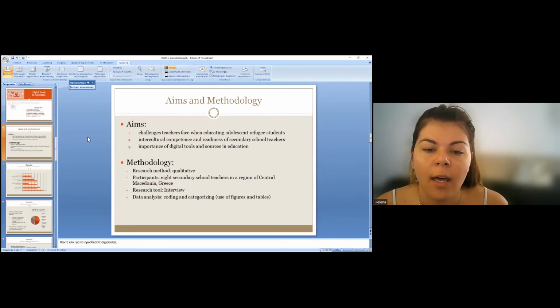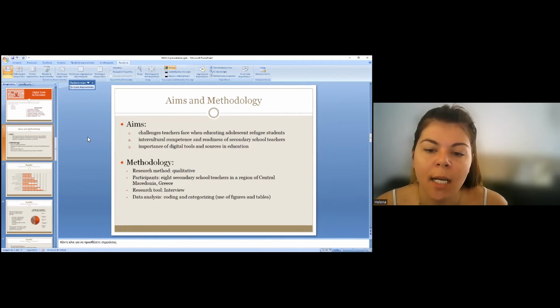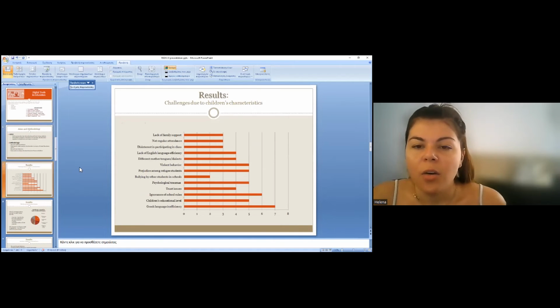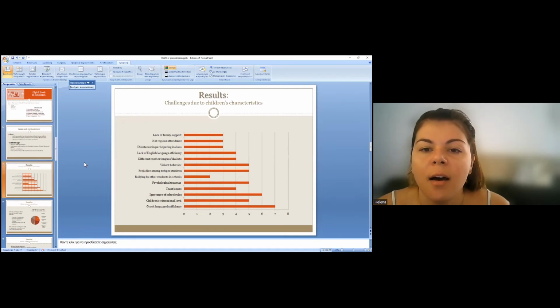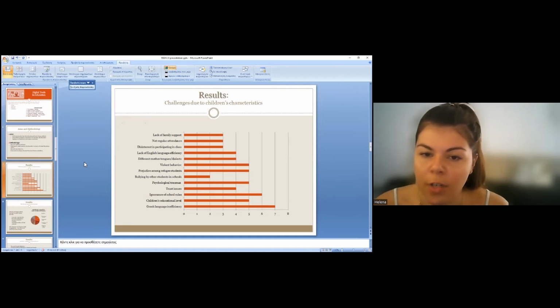Actually, there were 8 secondary school teachers that have been interviewed, and then what they said had been coded and categorized. So we're going to see the figures and tables right away. Here are the results concerning the challenges the teachers face, and this specific figure has to do with children's characteristics that probably made the procedure more difficult.